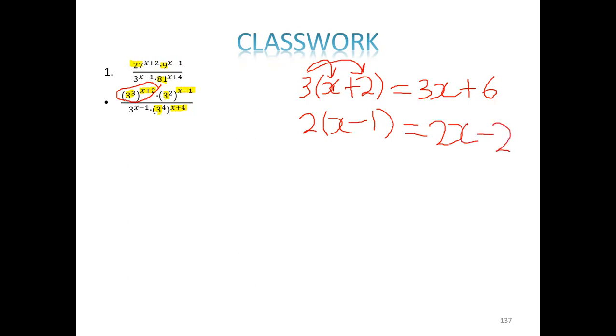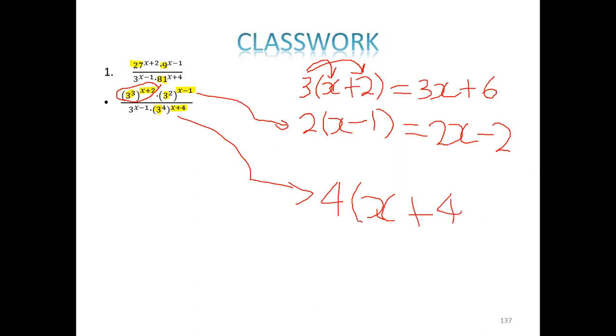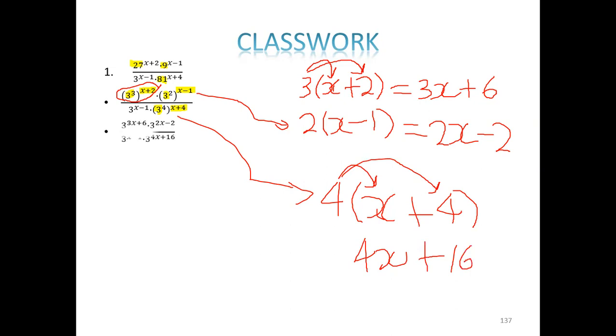Obviously, that one relates to this one here. And the one in the denominator, I'm taking 4 and multiplying it with x plus 4, and we do the same thing. 4 times x will give us 4x, and 4 times 4 will give us 16. And that's how we got to this here.